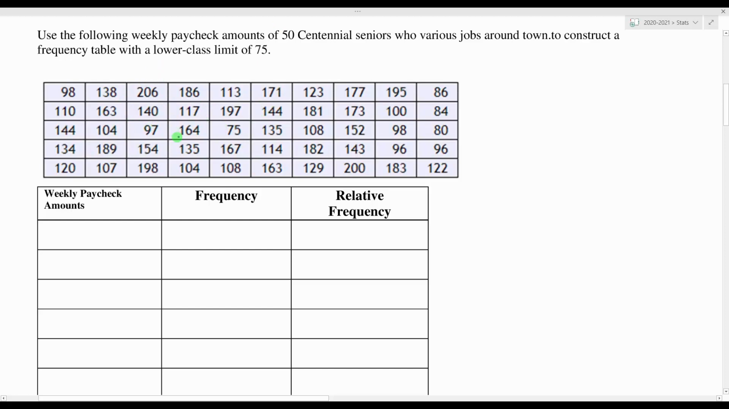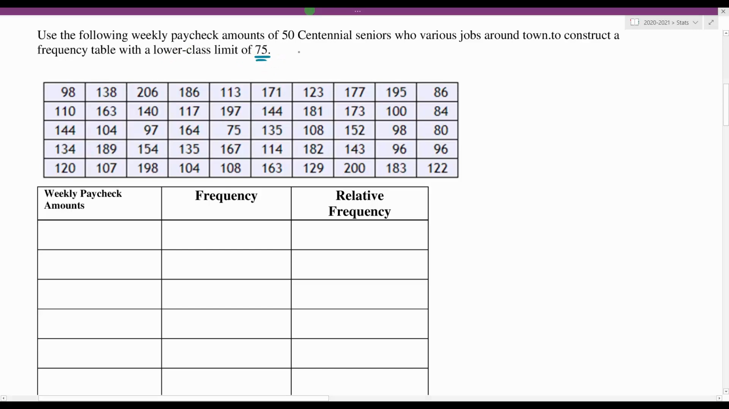And what I have here, I have 50 pieces of data. The data are the weekly paycheck amounts of 50 Centennial seniors who have various jobs around town. You see all my typos there, which is great. So they have various jobs around town. We want to construct a frequency table, and they tell us that they want a lower class limit of 75. All right, so no problem.